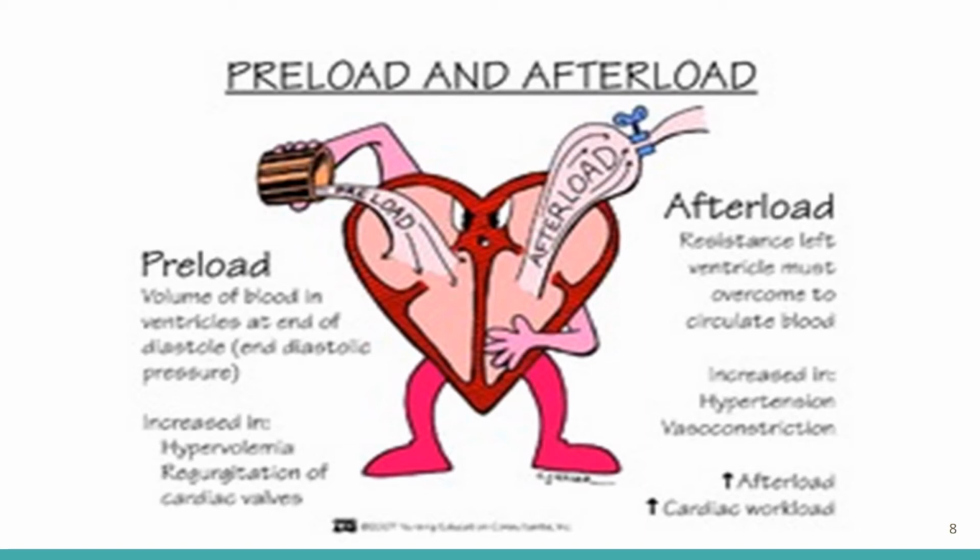All right, this is a little hard to read here, but I'll read through it with you because I also have it written down on my slide. This is another analogy, a different picture to give you a visual aid. For your preload, you're looking at what's being dumped into the right atrium and the right ventricle. It's the volume of blood in the ventricles at the end of diastole, so it's the end diastolic pressure. And you're going to see that preload increased in situations of hypervolemia.